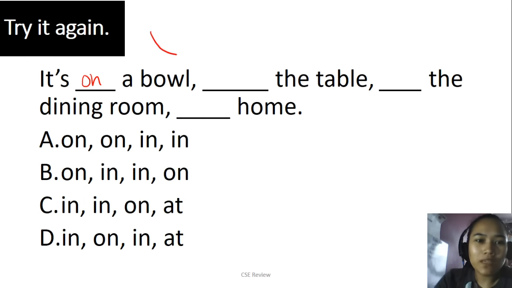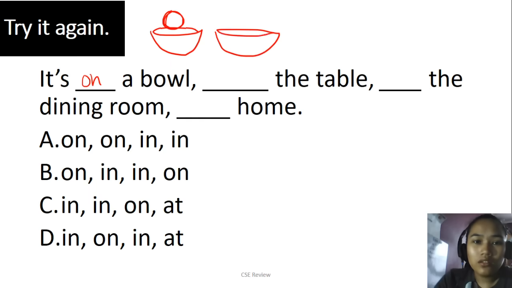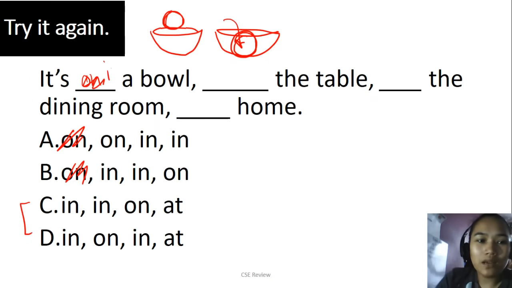Para hindi masyado, no? Kasi pag sinabing bowl, di ba ganyan yan? Pag on a bowl, dapat dito sa ibabaw, eh. It has to be in. Kasi kung bowl, yeah, it's in a bowl. Nasa loob siya ng bowl. So, again, mas gusto ko na ngayon yung C or D kaysa sa A and B. Kasi dito pa lang sa on, mali na tayo. Okay? So, it has to be in a bowl.